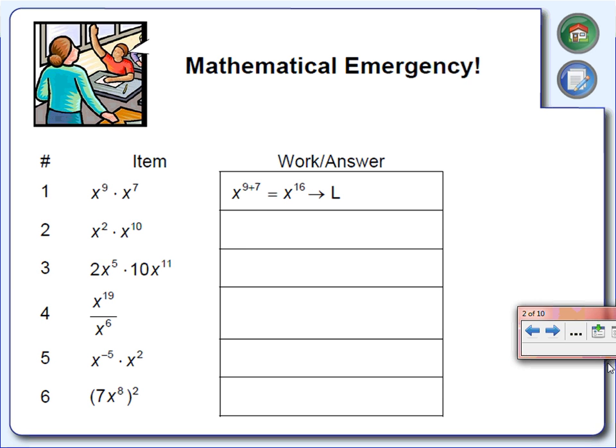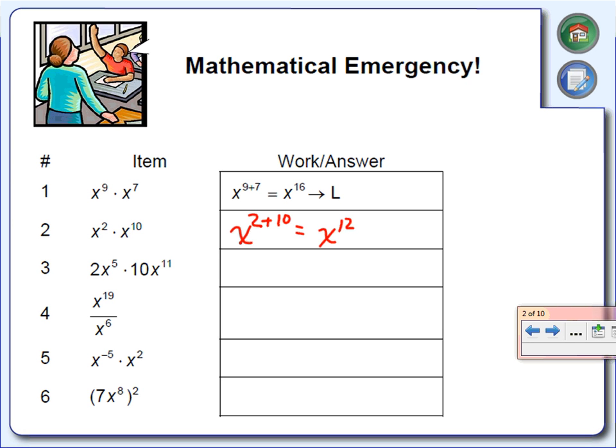Number 2 is very similar to number 1 there. All we're going to do is take these two exponents and add them up. So 2 plus 10 would give us a 12. So number 2 should be x to the 12th power. All we're doing is adding the exponents.